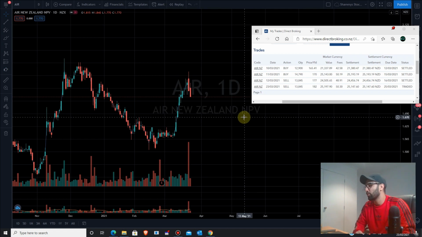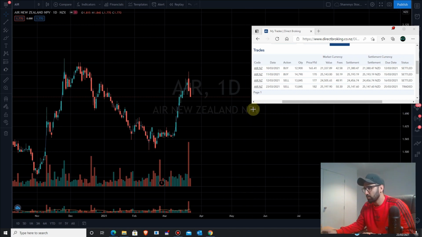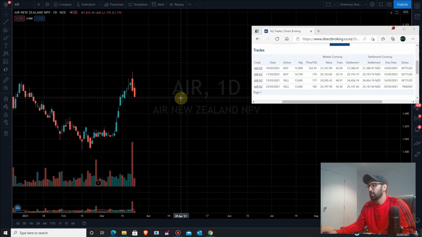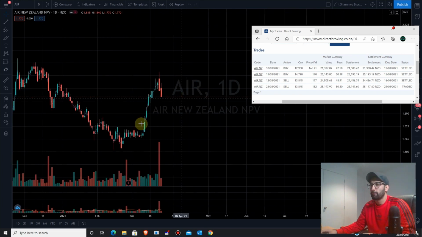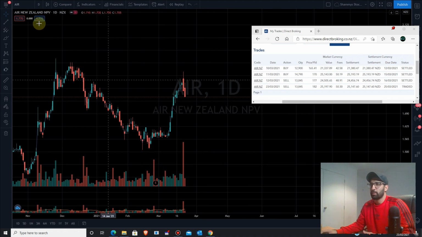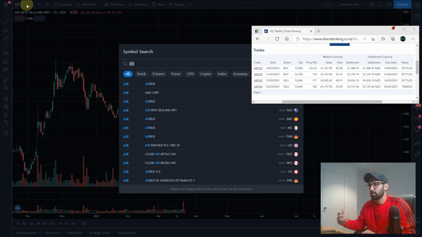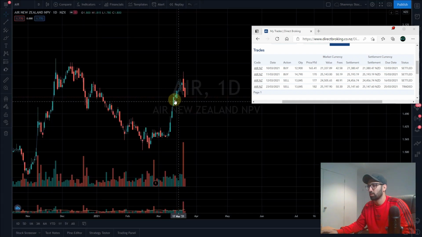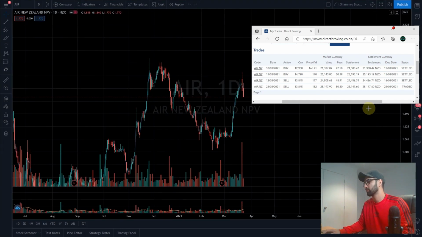So I'm just going to go through how I profited off AIR New Zealand again, and walk you through the steps on how I did this. So first, what I've done is I've just opened up a chart of AIR New Zealand on TradingView. If you want to see a chart of AIR New Zealand, just go to the top here and type in AIR, and then you'll come to the New Zealand one. You just click on it and it will show up.